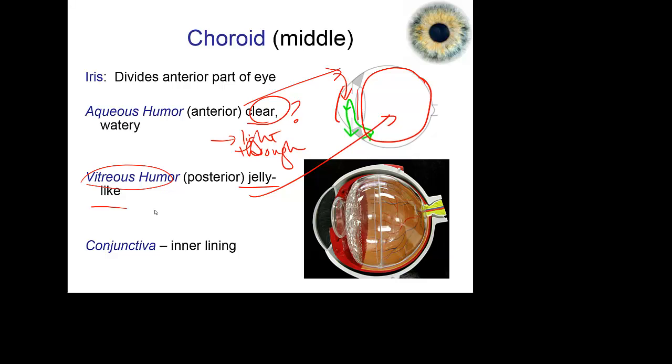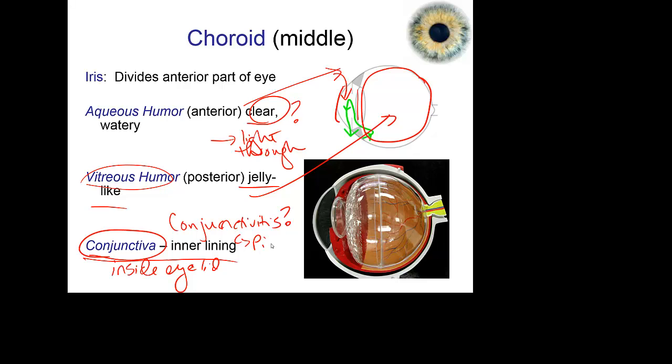Okay? And then inside of your eyelid, we actually see something known as a conjunctiva. And some of you may have had in your lifetime conjunctivitis. What's conjunctivitis? What's the street term for conjunctivitis? Pink eye. So this is literally an infection of the inner lining of your eyelid.